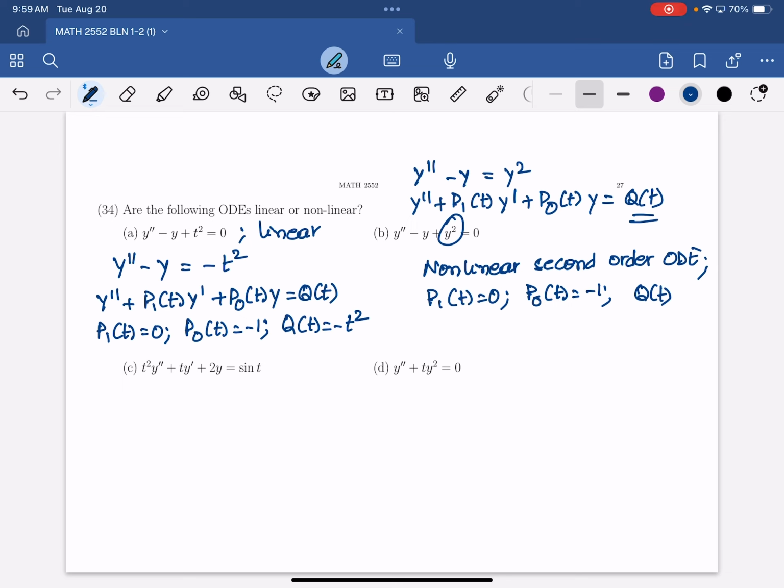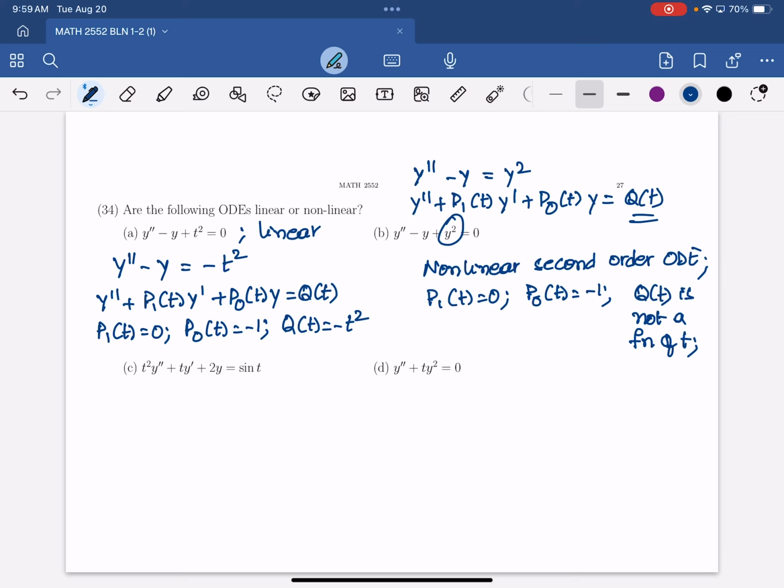You can do that, or you can just look at y and look at the exponent of y and say the exponent of y is 2, not 1, hence it's non-linear. Linear means line. So that's what it is. Are you with me in that? Clear? Q of t is not a function of t, it is y squared, hence it is non-linear. Now the next one, number C, what do you think?